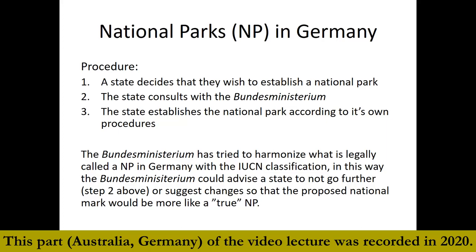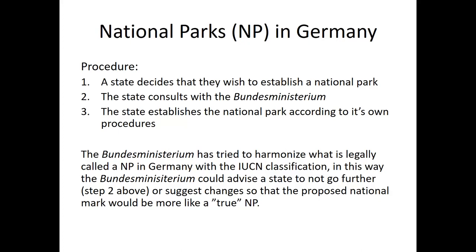Now, since then, the federal ministry has tried to harmonize what is legally called a national park in Germany. They have tried to use the IUCN classification system. In this way, if we look above on this slide, step number two, when the state consults with the Bundesministerium, the Federal Ministry for the Environment, it could be that the ministry will say, you probably shouldn't go any further because this is not going to reach the IUCN classification. It's not really a national park. Or they could suggest changes to the proposal so it would become more like a true national park according to the IUCN classification.